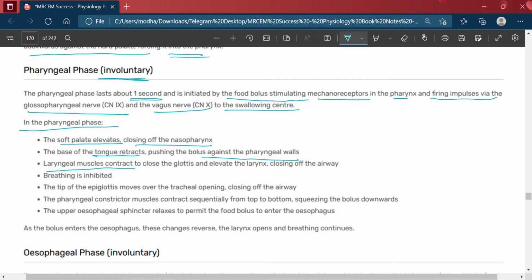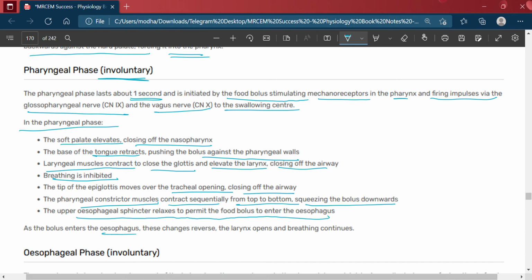Laryngeal muscles contract to close the glottis and elevate the larynx, closing the airway. Then breathing is inhibited. The tip of the epiglottis moves over the tracheal opening, closing the airway. The pharyngeal constrictor muscles contract sequentially from top to bottom, squeezing the bolus downward. The upper esophageal sphincter relaxes to permit the food bolus to enter the esophagus. So this is the pharyngeal phase.